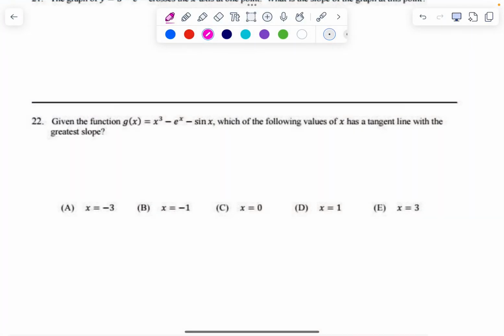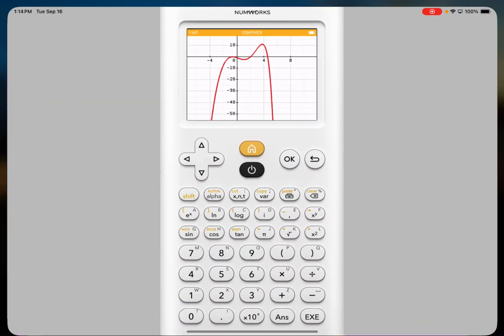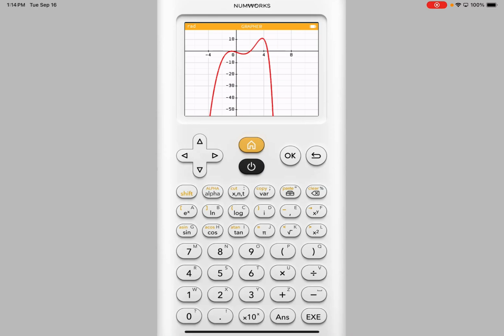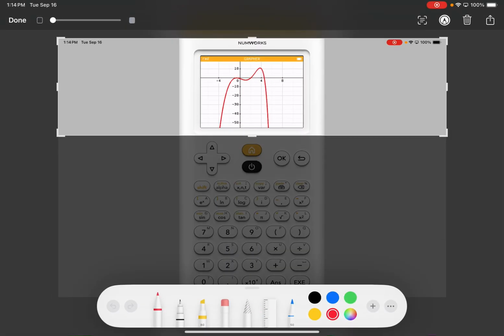Okay, question again says, which of the following values of x has a tangent line with the greatest slope? In other words, we're looking for something that's the most steep when we draw a tangent line in. And where do you think that occurs? You know what? Give me a second to take a little screenshot of this. See if I can do it fast.